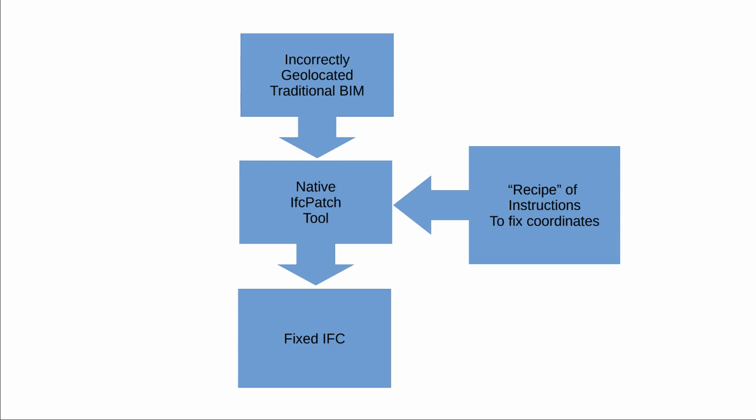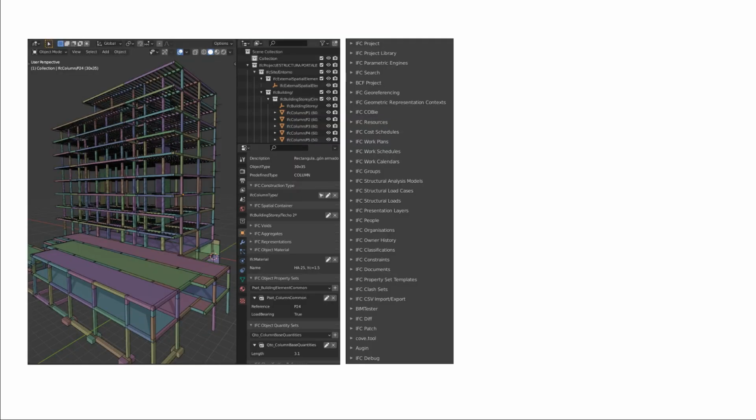Or if your IFC file is coming in the wrong location, you can quickly use the IFC patch tool to shift and rotate coordinates to fix it. This is a very common task when dealing with incorrectly geolocated IFC files. There's so many other tools in the Blender BIM add-on to interrogate your IFC data. Within the Blender interface, you can author and graphically audit architectural, structural, 4D, 5D, FM data. You can create new IFC projects or edit existing IFCs from other software.